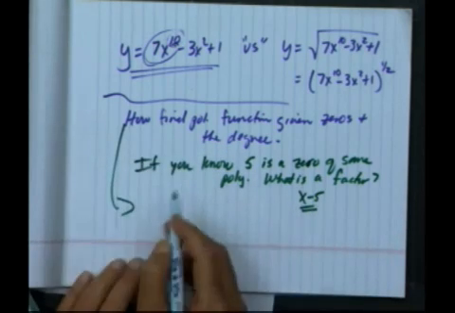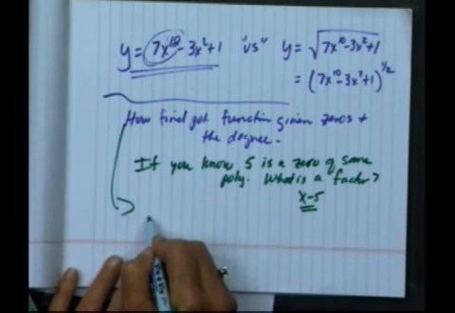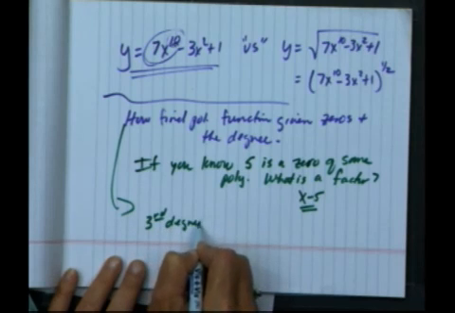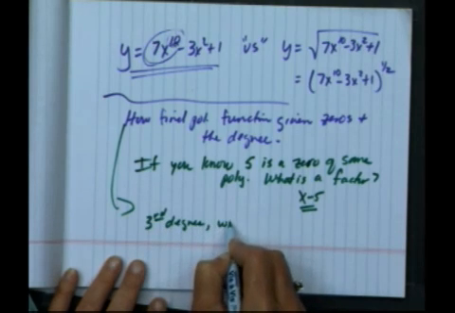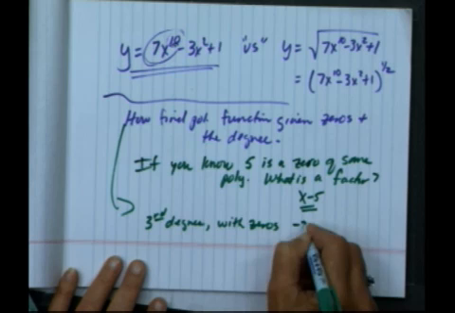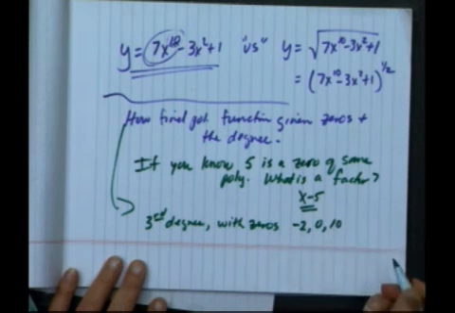So here's the example. Let's go with a third degree polynomial with zeros -2, 0, and 10. Okay?